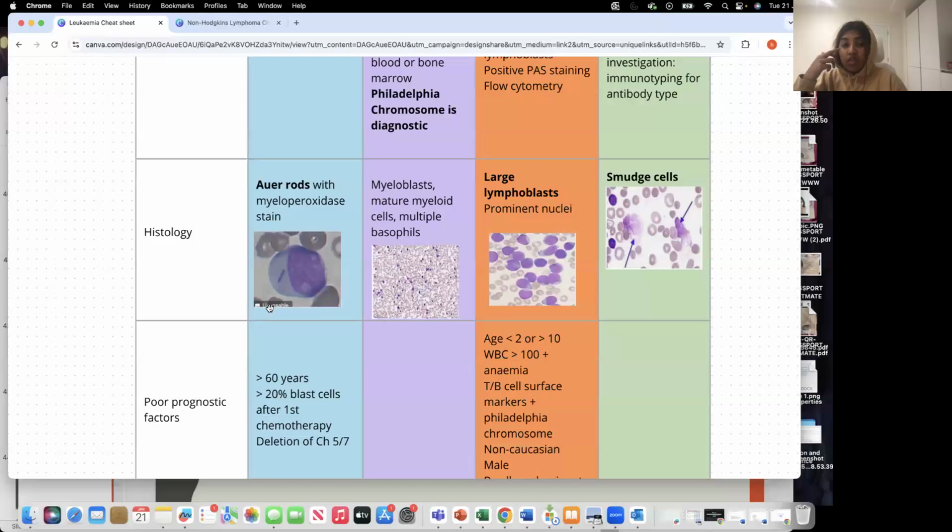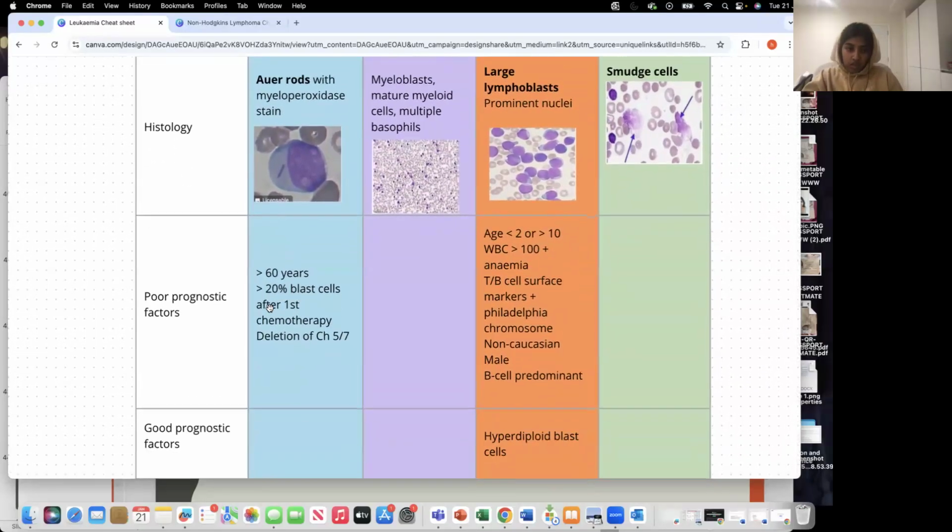CML is just myeloblasts, mature myeloid cells, and multiple basophils. So you will see a variety of cells. In ALL, you'll see very large lymphoblasts with prominent nuclei, and in CLL, you'll see smudge cells. It looks like the cell has been squashed and smeared almost. So those are your smudge cells.